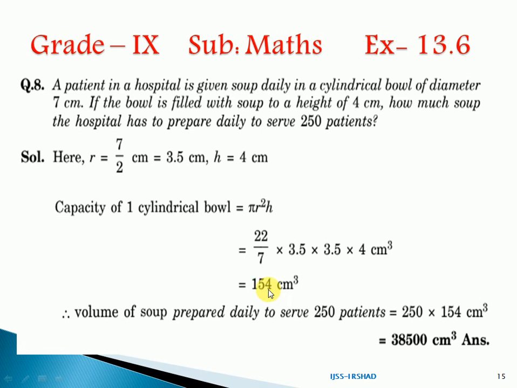So how much will be the volume for 250 patients? Therefore the volume of soup prepared daily to serve 250 patients equals 250 multiplied by the volume for 1 patient. Volume of soup given to 1 patient is 154. So when you multiply 250 and 154, you can multiply on the rough side in your notebook, then you will get 38500 centimeter cube. It's a volume, so the unit should be cube there. Cubic centimeter, you can write cubic centimeter or centimeter cube.